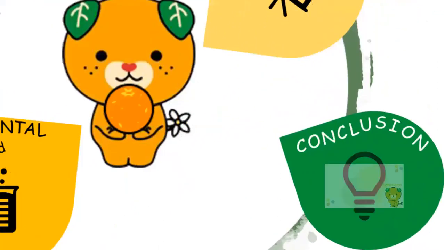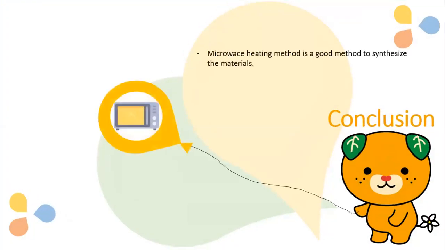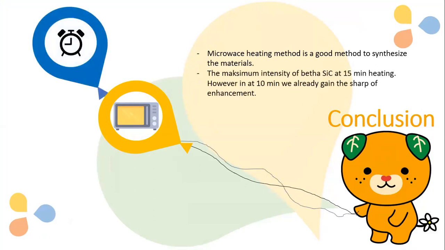So the last is the conclusion. The microwave heating method is a good method to synthesize materials, for example silicon carbide, or SiC, with its simplicity and its speed in raising the temperature. Increasing the time of heating increases the growth of beta SiC. And in this experiment, we got the maximum intensity of beta SiC at 15 minutes of heating, but at 10 minutes we already gained the enhancement.